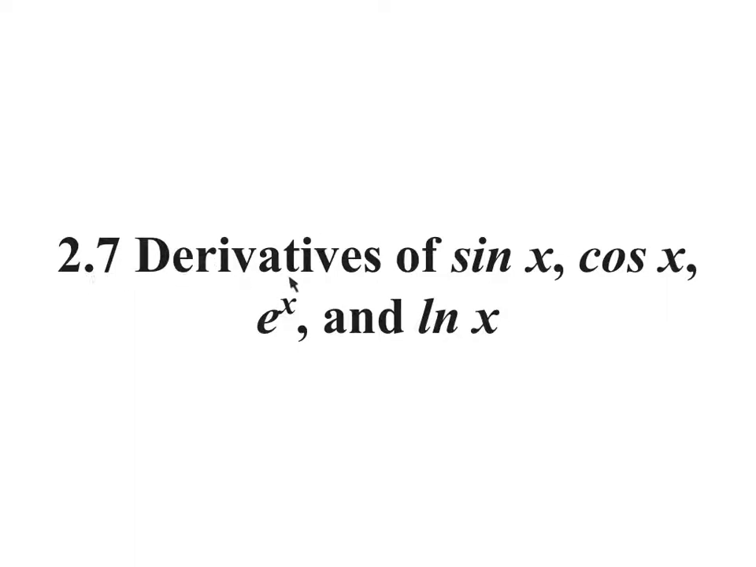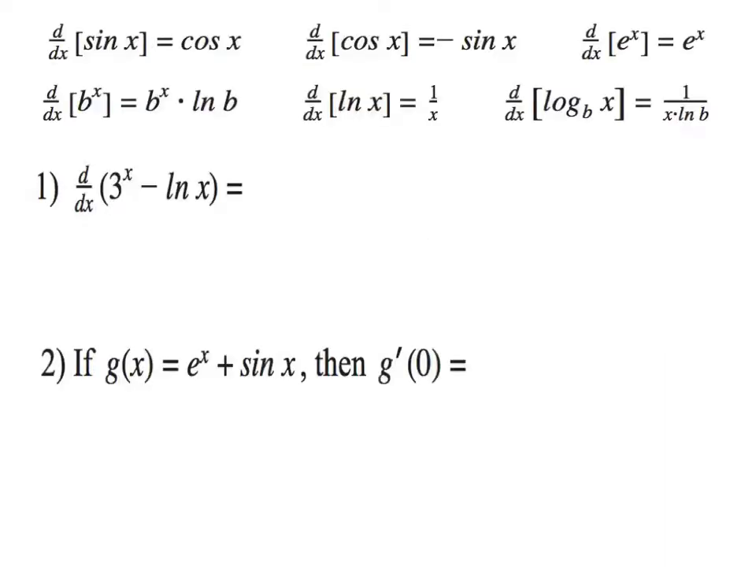Section 2.7, derivatives of sine, cosine, e to the x, and ln x. So in this section, we are going to add 6 more derivatives, and these, honestly, you just have to memorize. Some really easy, though. Derivative of sine is cosine. Shockingly. Interesting, huh? The derivative of cosine, then, is negative sine. Kind of interesting. So sine is cosine, and cosine is negative sine.